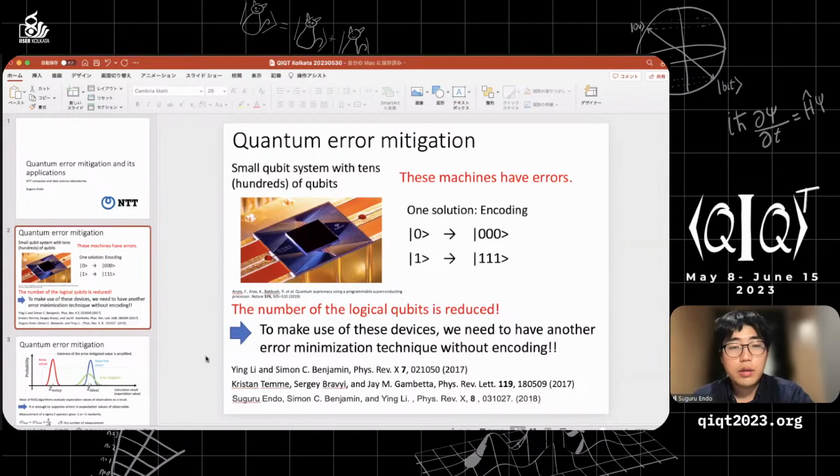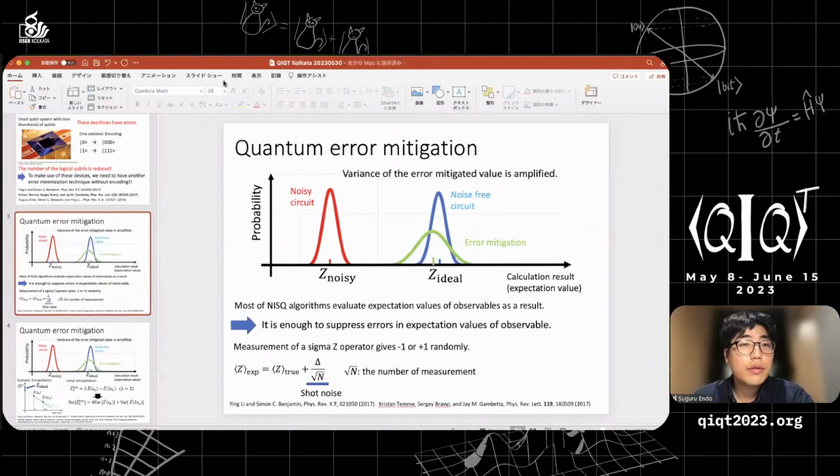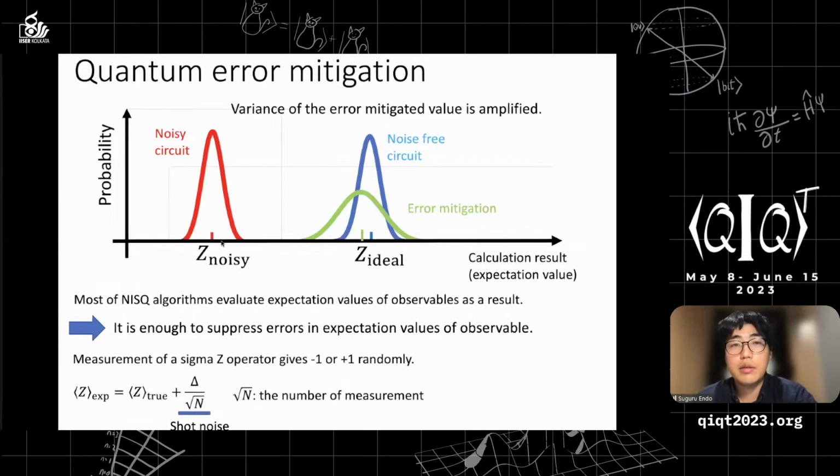Okay, and error mitigation has been proposed by two legendary papers from the Oxford group and the IBM group. And I significantly developed this method to make the method practical. And I'd like to explain the concept of quantum error mitigation.